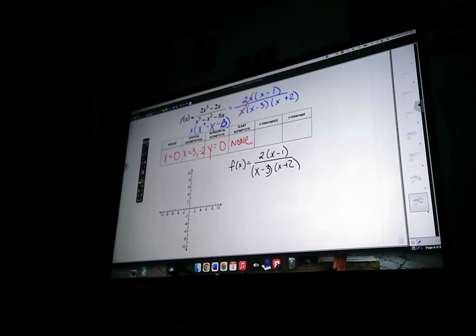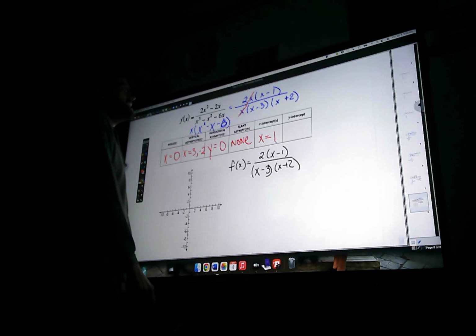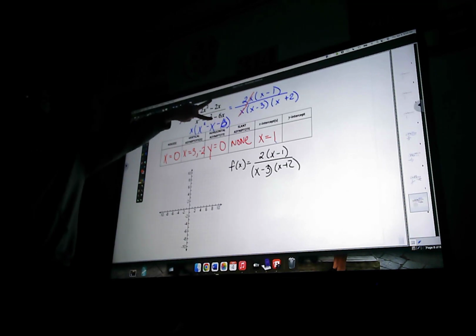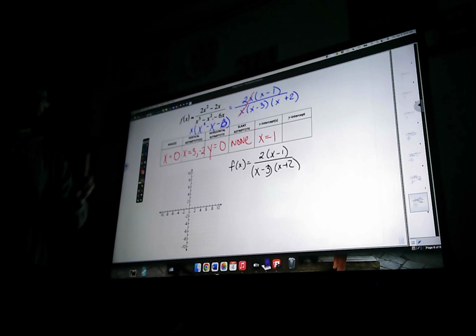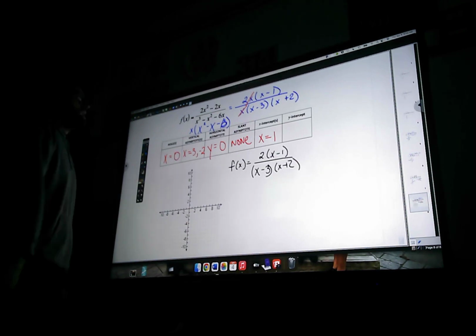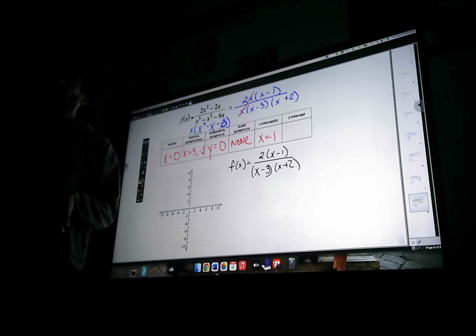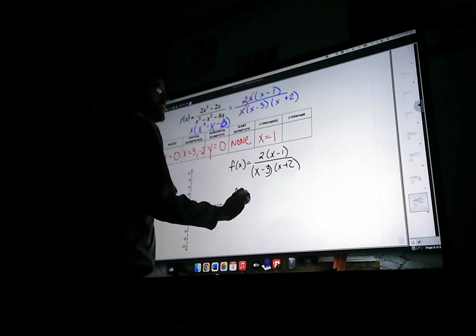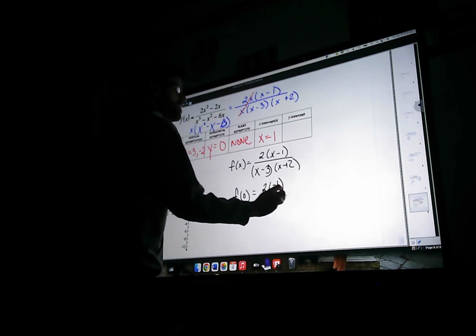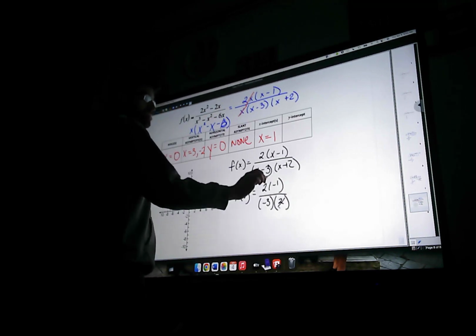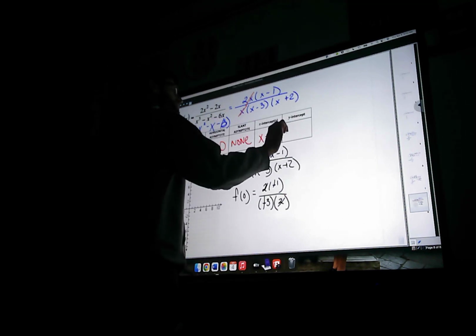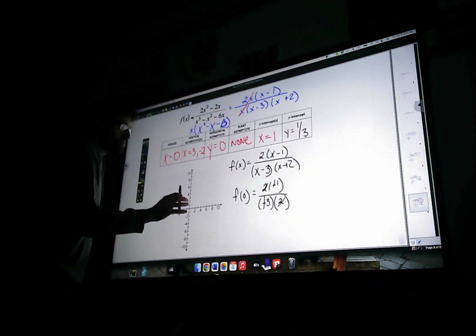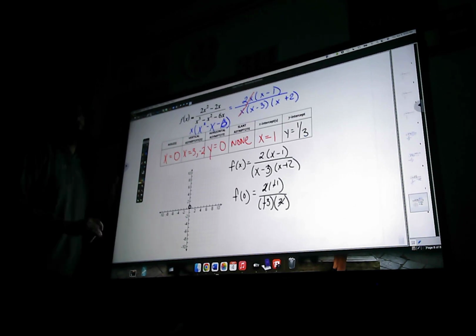X-intercepts, where does this cross the x-axis? X equals 1. Now, the y-intercept is a little bit difficult because remember, this would be 0 over 0. So I'm going to put it into the reduced one. If I find f of 0 from here, that is 2 times negative 1 over negative 3 times 2, so that will be 1/3. It is going to cross there, but it will be a hole. So I'm going to put a hole at 1/3.